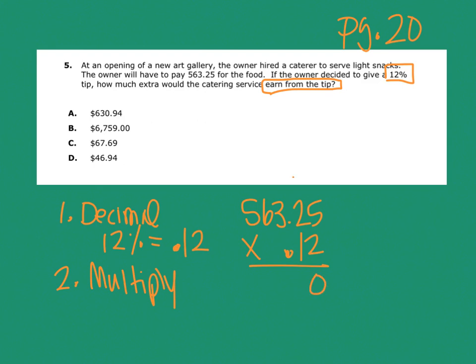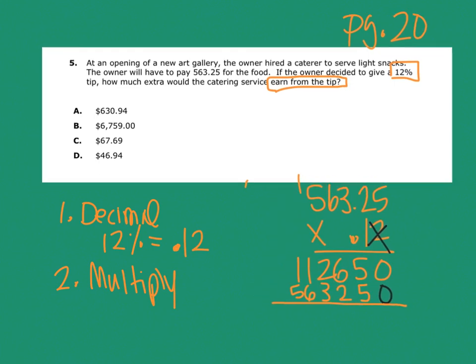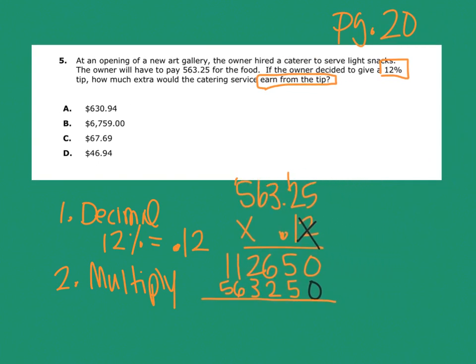5 times 2 is 10. 2 times 2 is 4, plus 1 is 5. 2 times 3 is 6. 2 times 6 is 12, carry a 1. 2 times 5 is 10, plus 1 is 11. Then I need a placeholder because I'm done with that one. Then 1 times 5, 1 times 2, 1 times 3, 1 times 6, and 1 times 5. Okay, now I'm going to add those together.